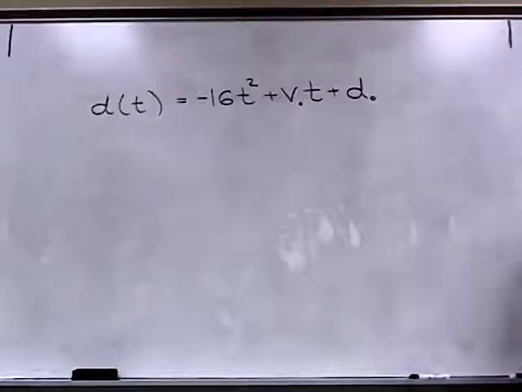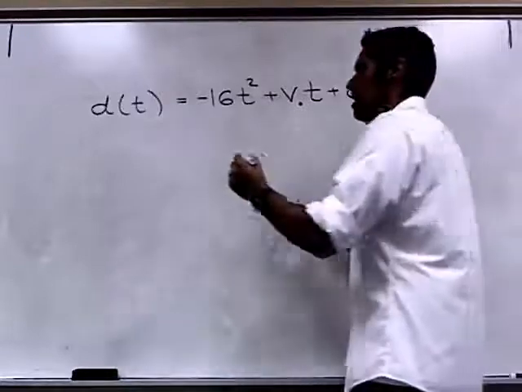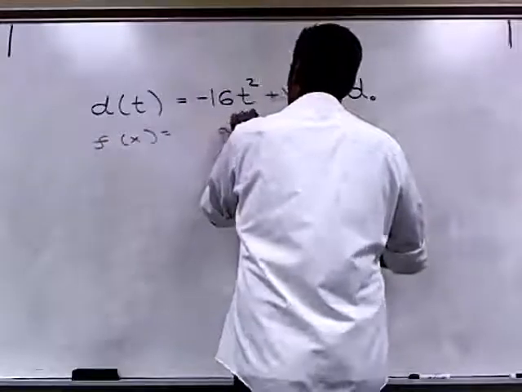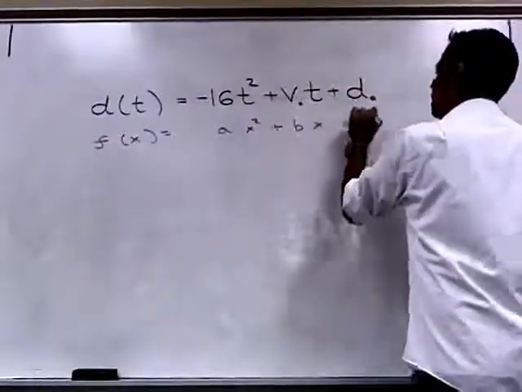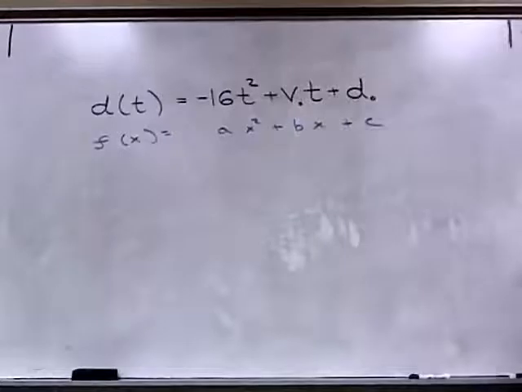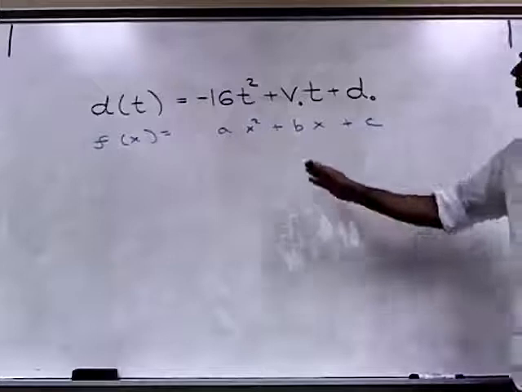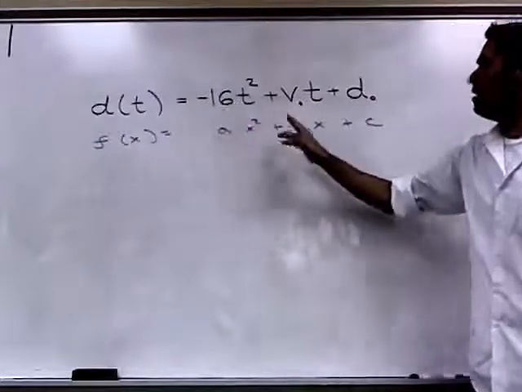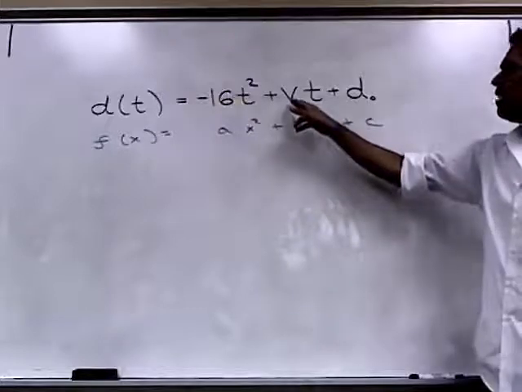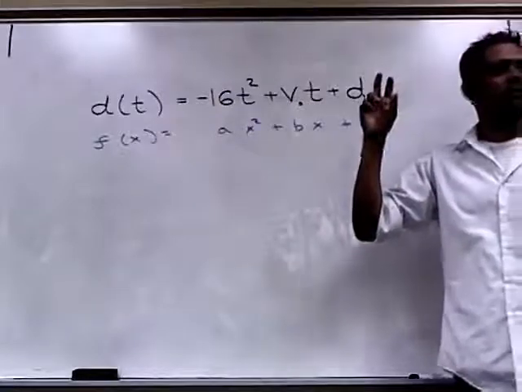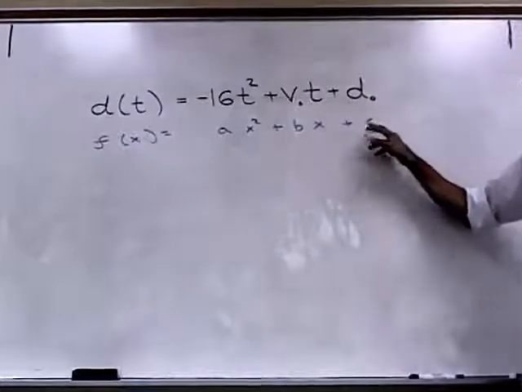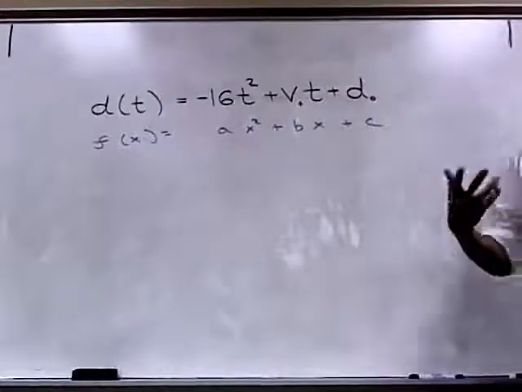But what I'd like for you to see in this formula is this. This is really f of x equals ax squared plus bx plus c. That's really just a quadratic. In this case, a is always what? Negative 16. b we've replaced with this weird thing that we call v naught. And then, the x is t. And then the c we replace with this thing called d naught.